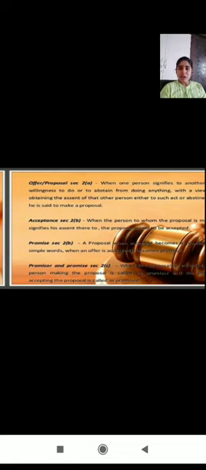So in the previous example we discussed, A is giving an offer to B. If B wants to buy that car, then automatically B will give an acceptance to A. So whatever B is telling to A, that is an acceptance.